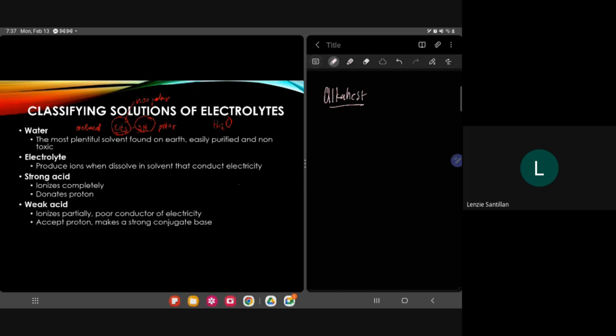We also have your electrolyte. Electrolyte produce ions and dissolves in solvent that conduct electricity. So, yung electrolyte natin, ang pinakaalam natin electrolyte, yung iniinom natin kapag nagdi-dehydrate na tayo. If you don't have a background sa ating clinical chemistry, which you will discuss on your future subject pagdating niyo ng third year, ang ating electrolyte ay meron tayo niyan sa ating blood.